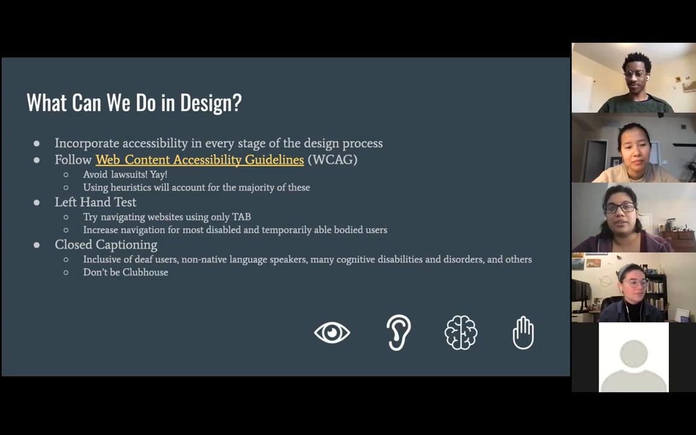Also, again, when we consider heuristics, they will account for a lot of these because we've already included things about flow and layout and making things minimal. All that type of stuff that comes into heuristics really applies to accessibility guidelines.